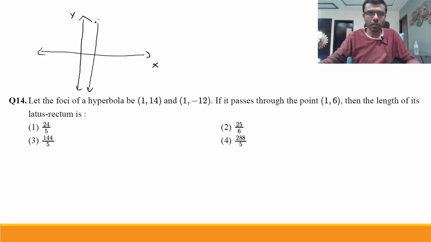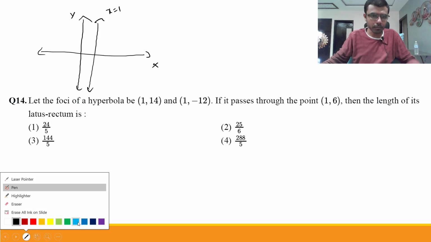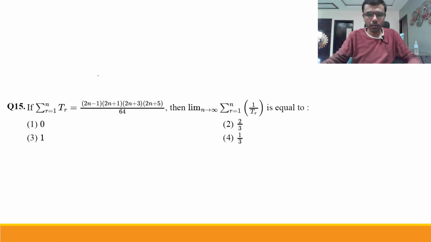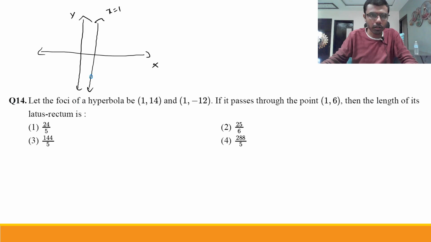This is x equal to 1. Let me change the color. Let's say one point is here, (1, -12), and another point is (1, 14), a little bit ahead. It should not be symmetric, because one should be here and one a bit more. Now, what they're telling is that it passes through (1, 6), the third point they gave.